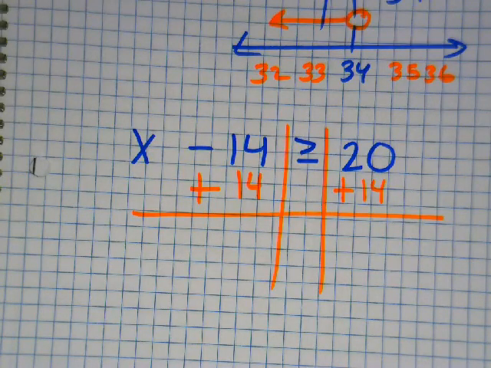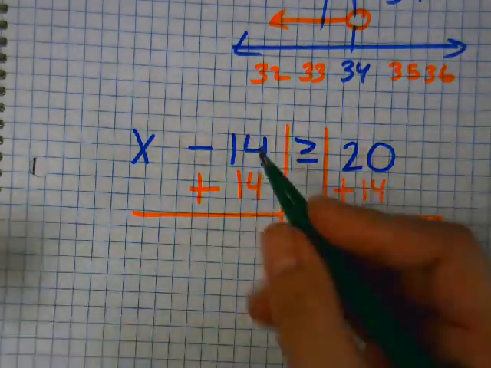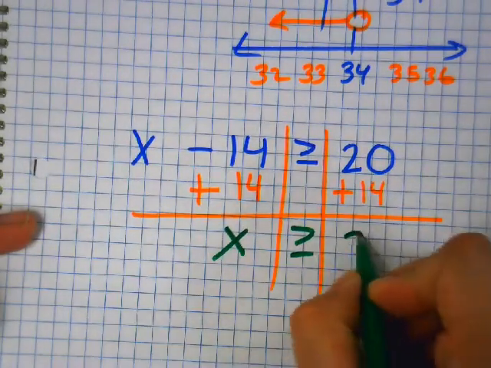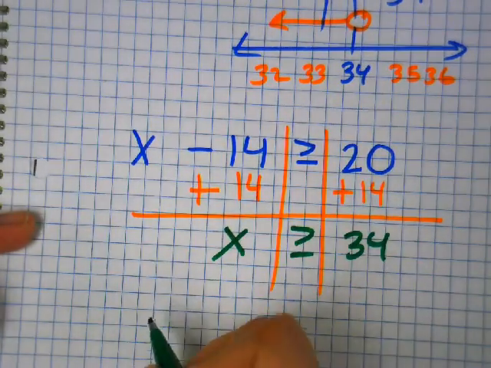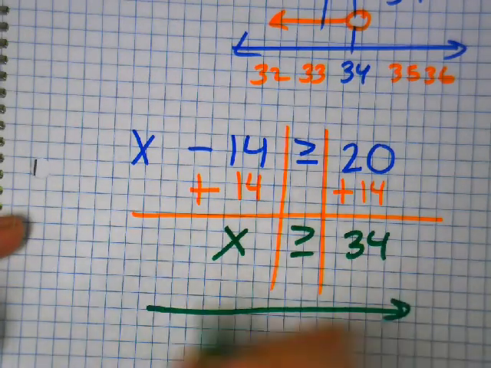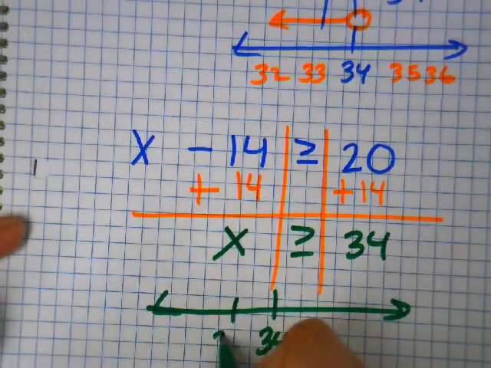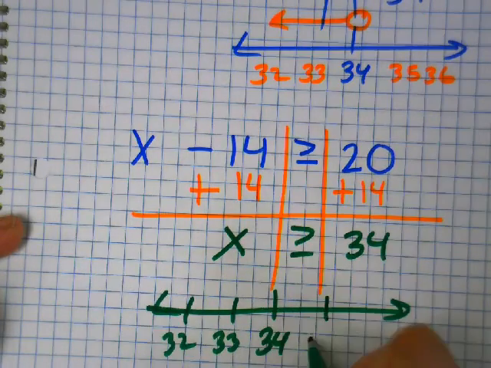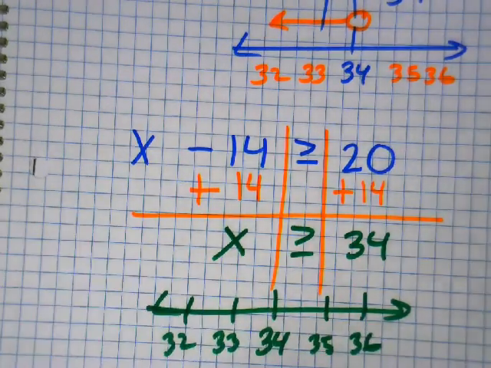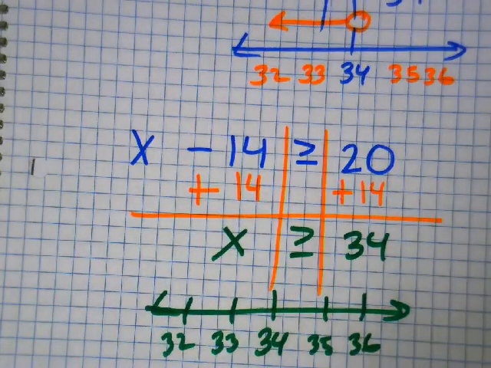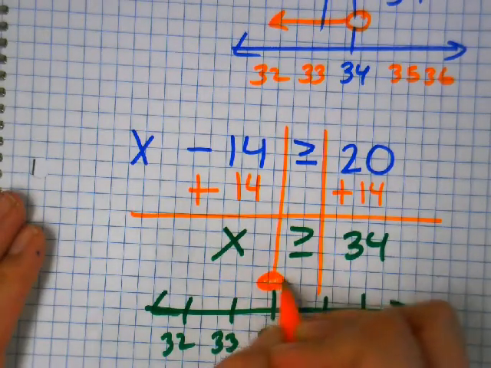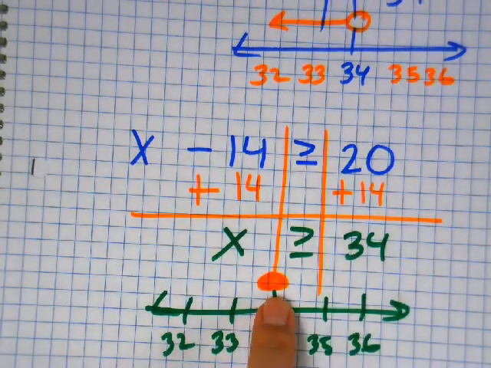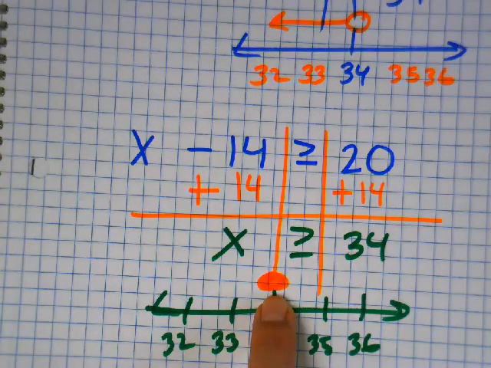All right, graph it. I think the hardest part is the graphing, which is not hard. 34, 33, 32, 35, 36. Open or close circle? Closed. Make sure. So that's the first part, the closed circle. And then which way do you shade? Right. To the right.